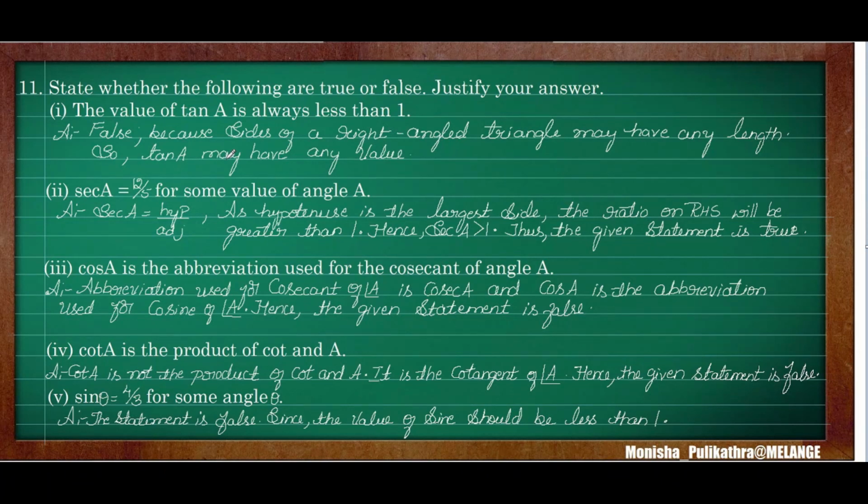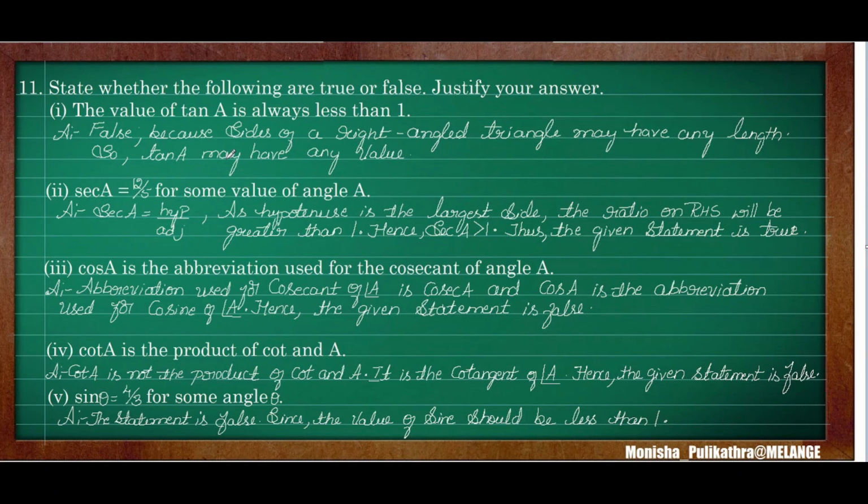Okay. So moving on to the fourth question. Cot A is the product of cot and A. So it is absolutely wrong because cot is incomplete without an angle, and it is not a product. Cot means cotangent of angle A. So cot A is not a product of cot and A, it is the cotangent of angle A. Hence the given statement is false.